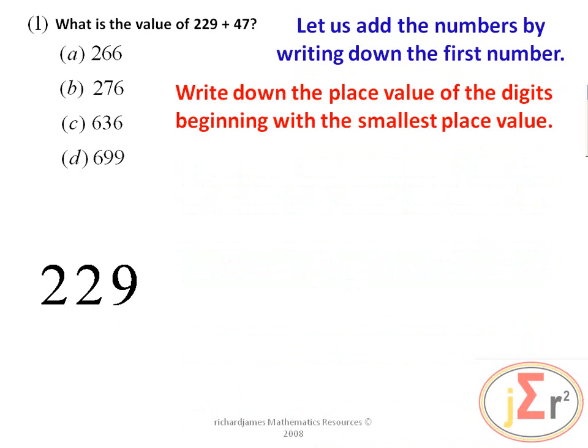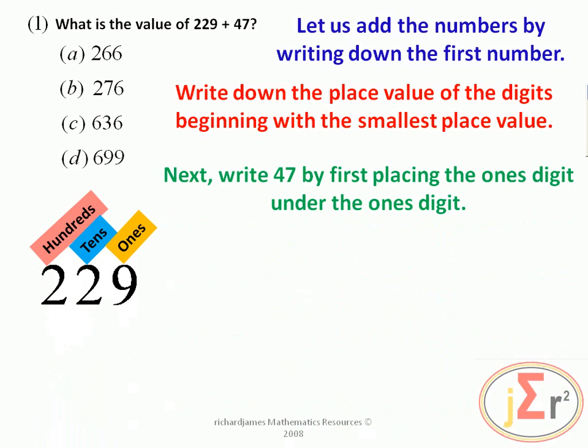Write down the place value of the digits, beginning with the smallest place value, which is? What is it? Right. And we will start with the ones. The tens and the? Okay, the hundreds.